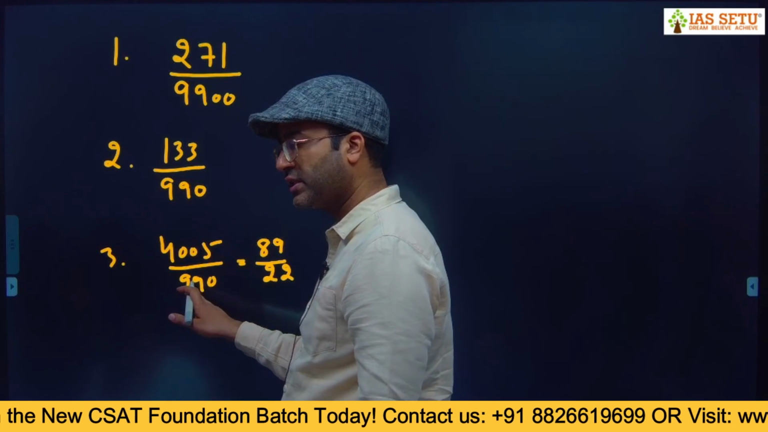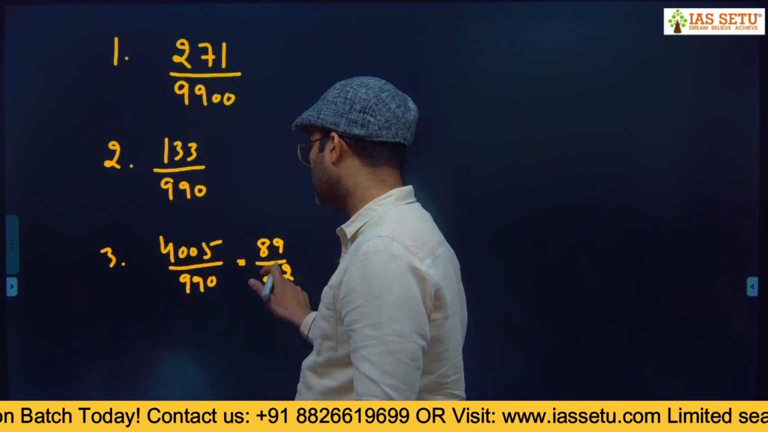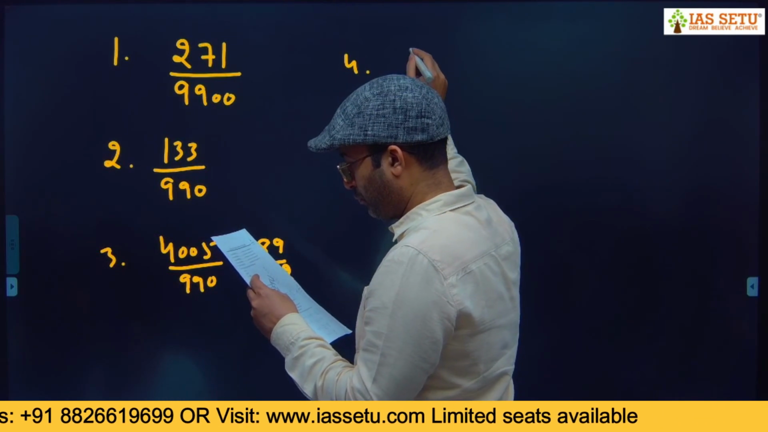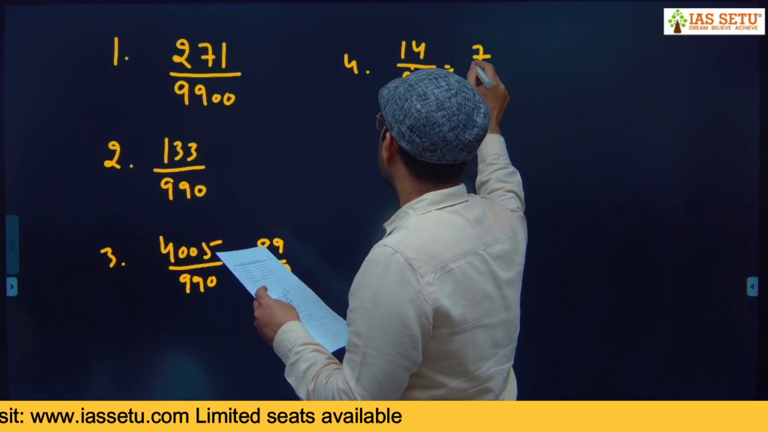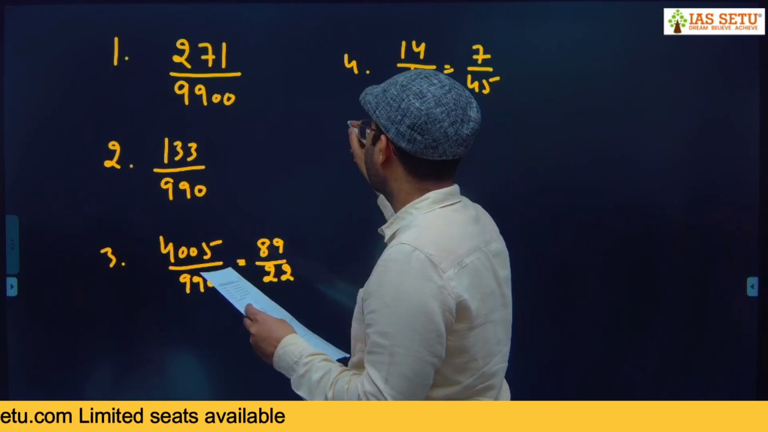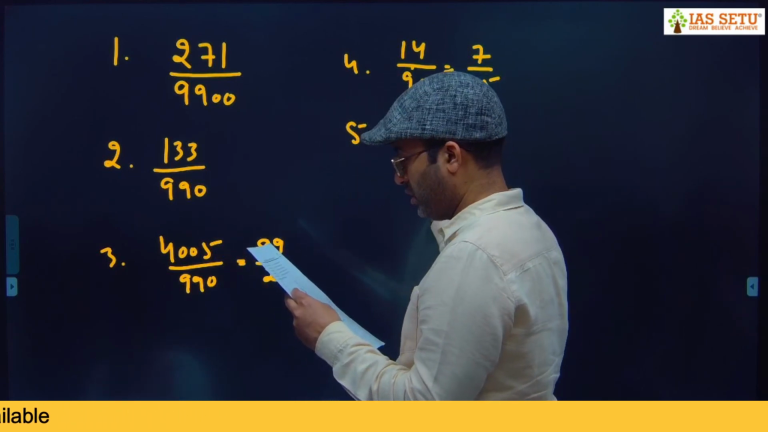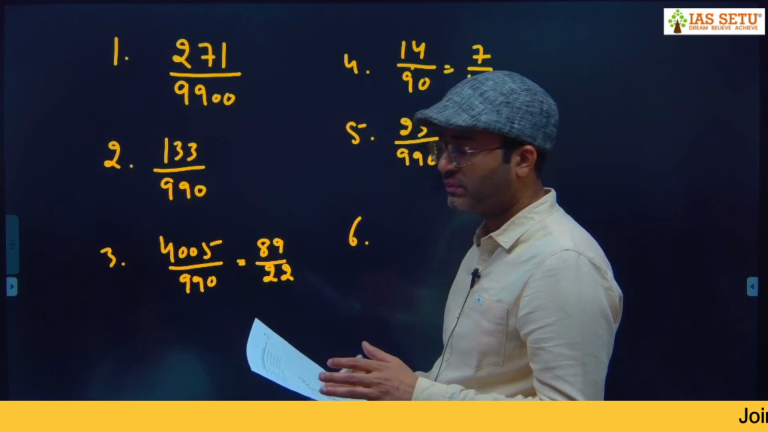If you got this answer, that is correct. This is also correct, but you have to simplify it. If you simplify this, you get this. Question number 4, 14 by 90, or if you simplify, 7 upon 45. Question number 5, 23 upon 990.